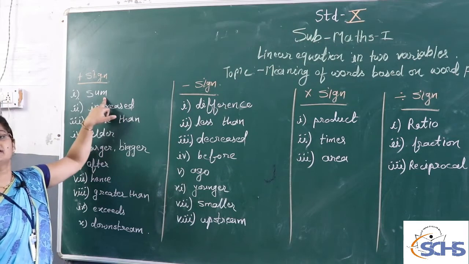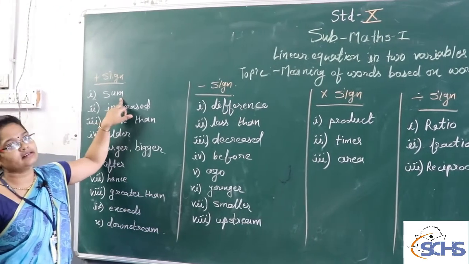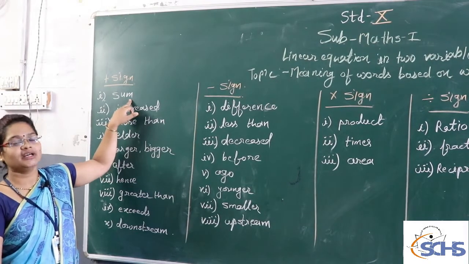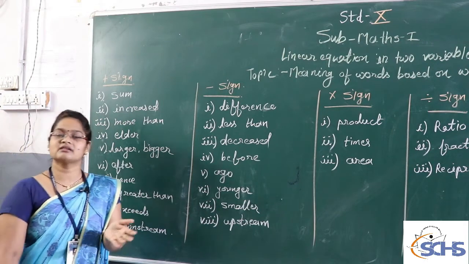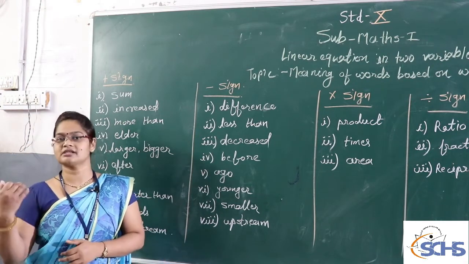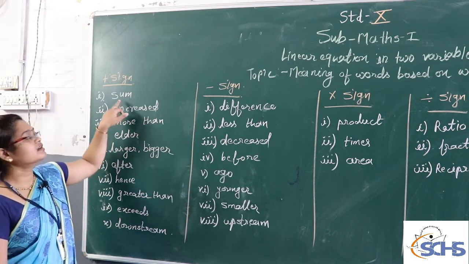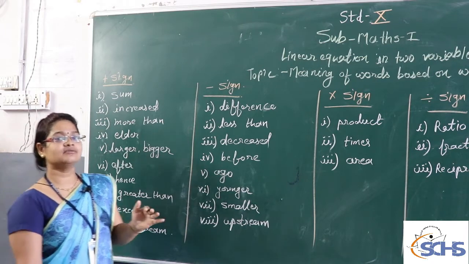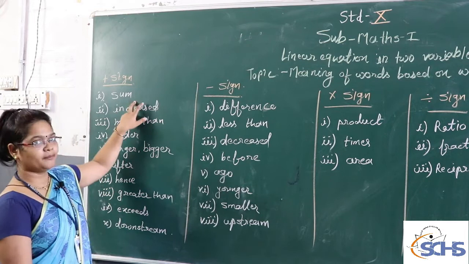When the word sum is given in your problem, for example, the sum of ages of Ram and Sham is equal to 10 years. If we take the age of Ram as x years and the age of Sham as y years, how will we frame the equation? Here x plus y is equal to 10. Why? Because the word sum is given, that's why we use the plus sign.